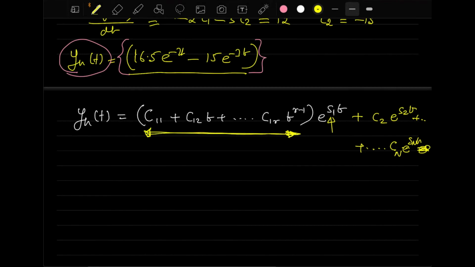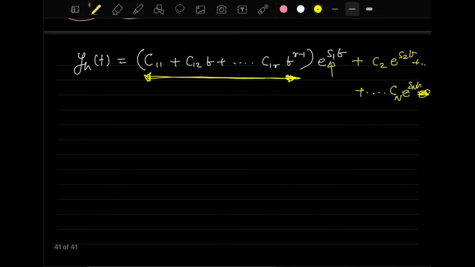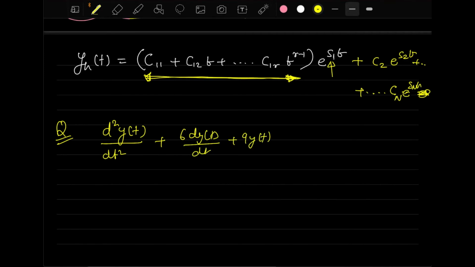So in order to understand it, let's have an example for this. Let me show you one example. So if you have a differential equation like this, d squared y of t by dt squared plus 6 dy of t by dt plus 9 y of t equal to 0. Let us say we have this differential equation with the initial conditions that are given to you as this, and the other one is this.